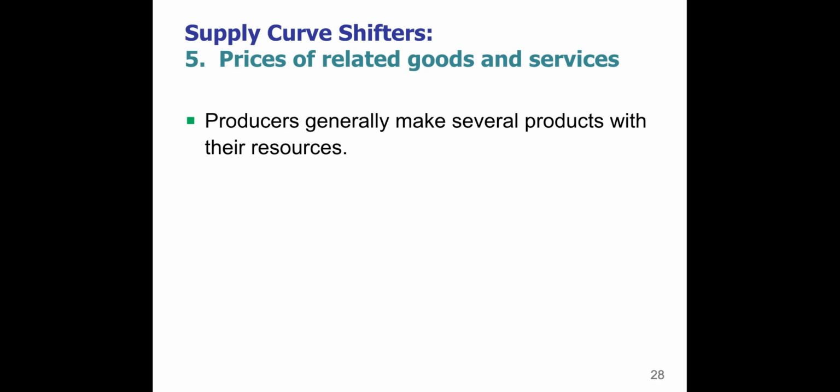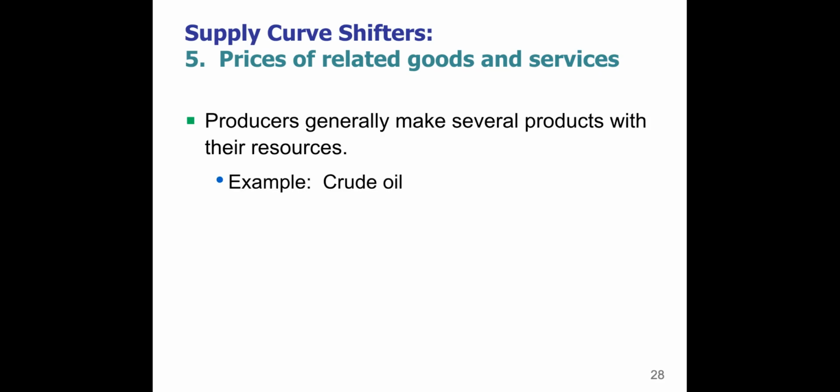Number 5 is prices of related goods and services. So, most people who run a business don't just produce one particular good or service, they typically offer more than one. So, if you think about a factory, and let's say that this factory produces lots of different things, then they can choose how much of their workers' time and how much of their factory space to devote to which of the products that they produce.